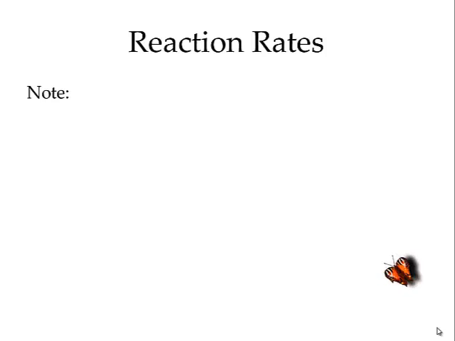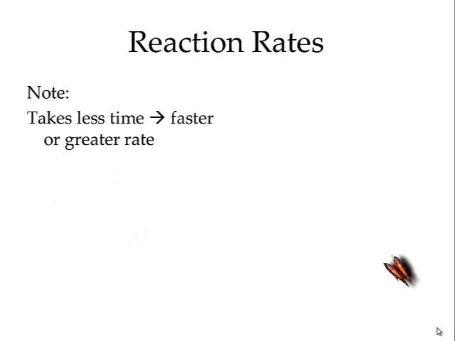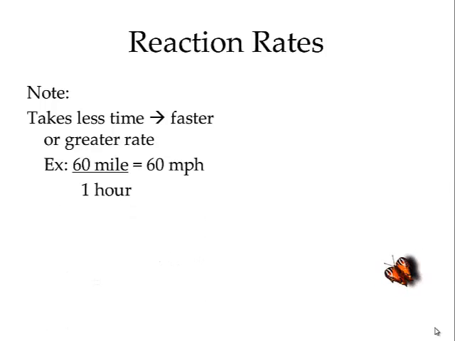One note about the numbers of reaction rates and what they mean. If a reaction takes less time, that means it has a faster or a greater rate. To give you an idea of how the numbers work, let's compare that to measuring your rate of speed in a car. If you travel 60 miles in 1 hour, then your rate of speed is 60 miles an hour.